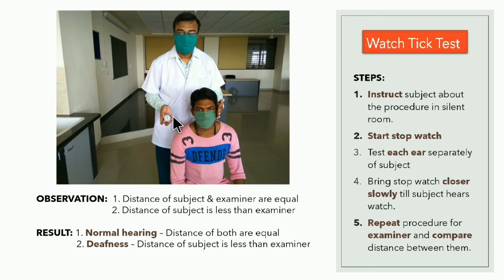That means the examiner should bring the stopwatch very close to the ear for the subject to hear it. So when the distance of the subject is less than that of the examiner, the person is having deafness. Again here we cannot know the type of deafness. So that is about the watch tick test.